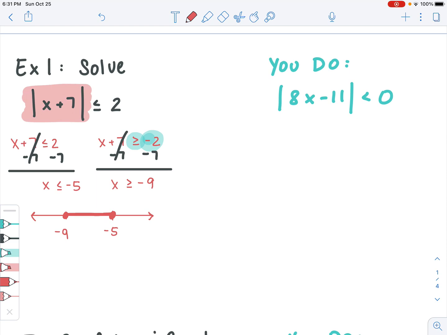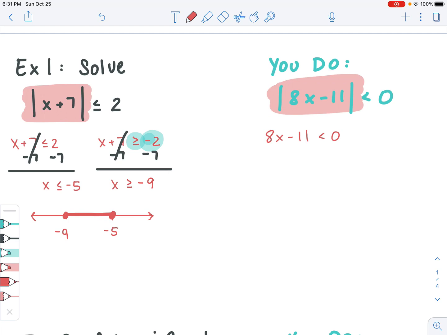Alright, so first thing I look at, and I say, alright, the absolute value is all by itself, so I don't have to move anything. So I'm going to rewrite my equation. I'm going to say, okay, I've got 8x minus 11 is less than 0. And as soon as I write that down, I think to myself, wait a second, 0 is not positive or negative, so I can't flip it to have another solution.